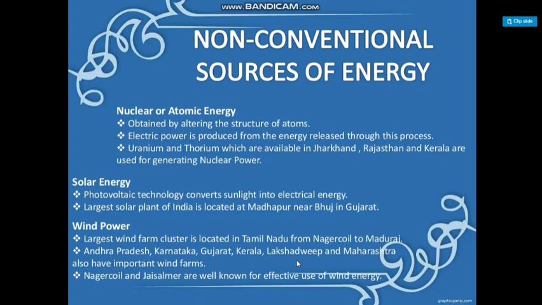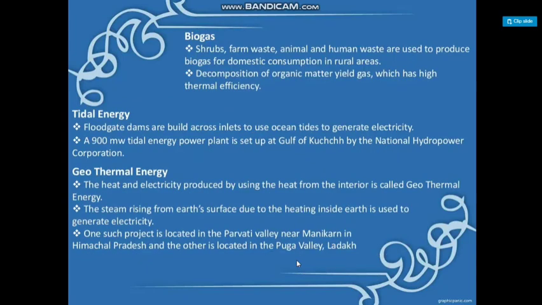Solar energy. India is a tropical country, as we all know, therefore it has enormous possibilities of tapping solar energy. And photovoltaic technology converts sunlight directly into electricity. Wind power. India has great potential for wind power. The largest wind farm cluster is located in Tamil Nadu, from Nagercoil to Madurai. And Andhra Pradesh, Karnataka, Gujarat, Kerala, Maharashtra and Lakshadweep also have important wind farms.